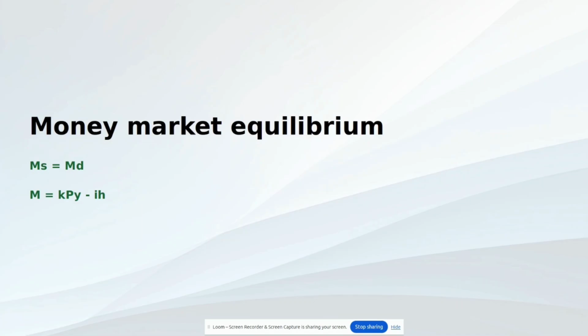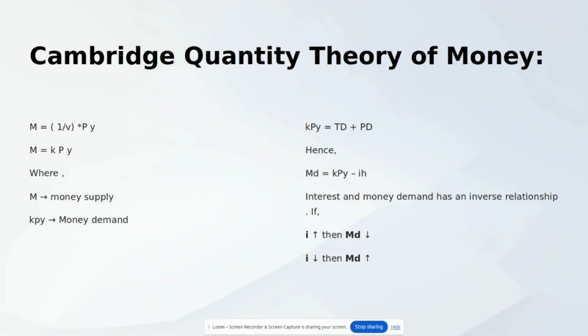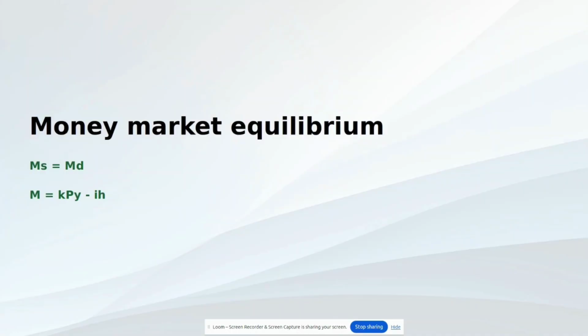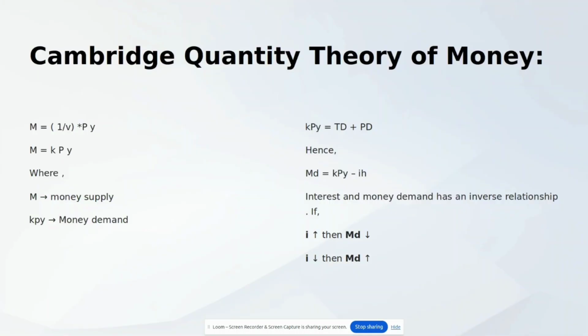So what is money market equilibrium? Here we have seen money supply MS is equal to MD, which means money in stock is equal to money in demand. Here we have described again, M is equal to kPY minus ih. Here M stands for money, kPY stands for money demand, i for interest rate, and h for a constant. That's what it means.